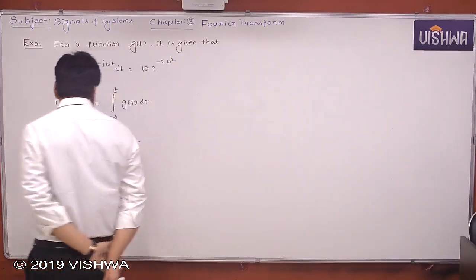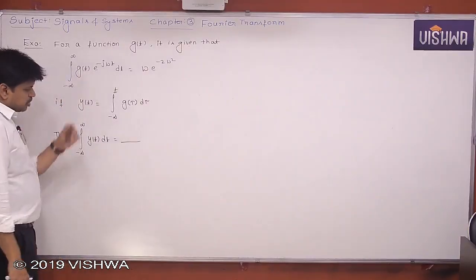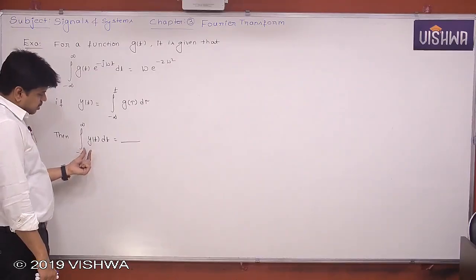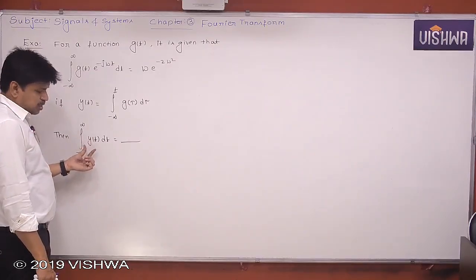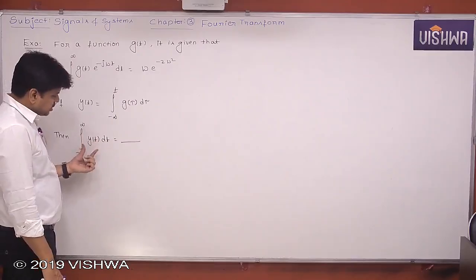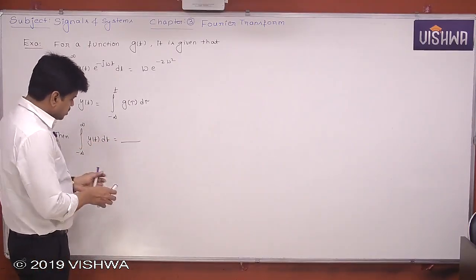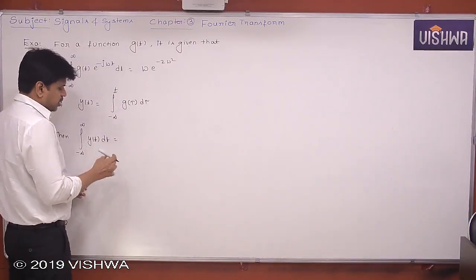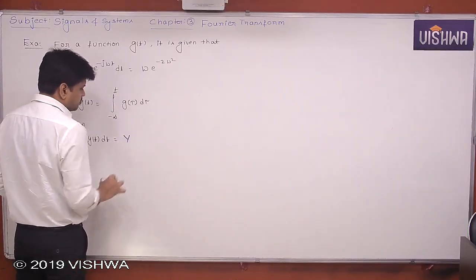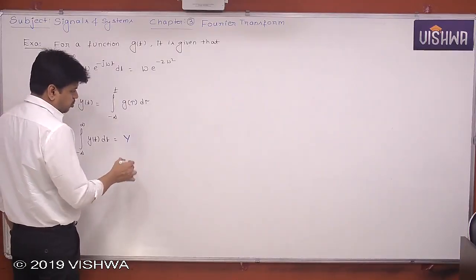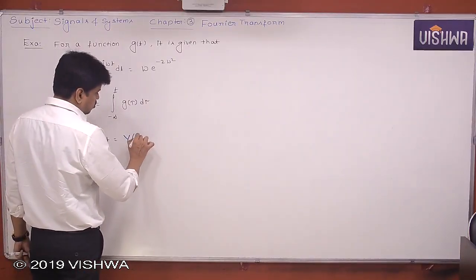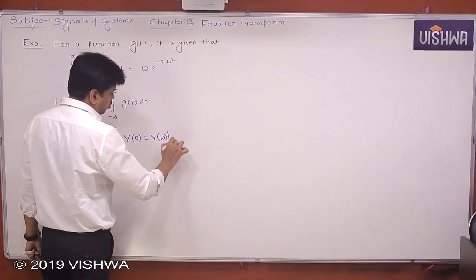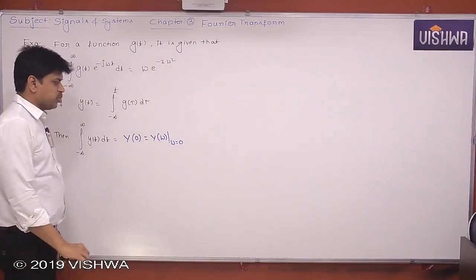So let's see one by one. Forget about everything. They want to calculate this integral. From the central ordinate theorem, if I know y of t, then Y of omega is the frequency domain Fourier transform. In that we have to calculate y of 0, that means Y of omega at omega equal to 0. That's the value we have to calculate.